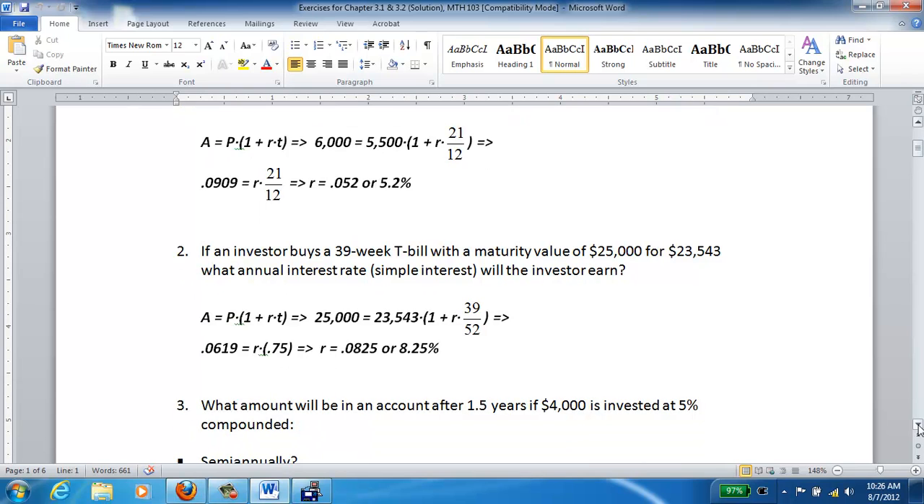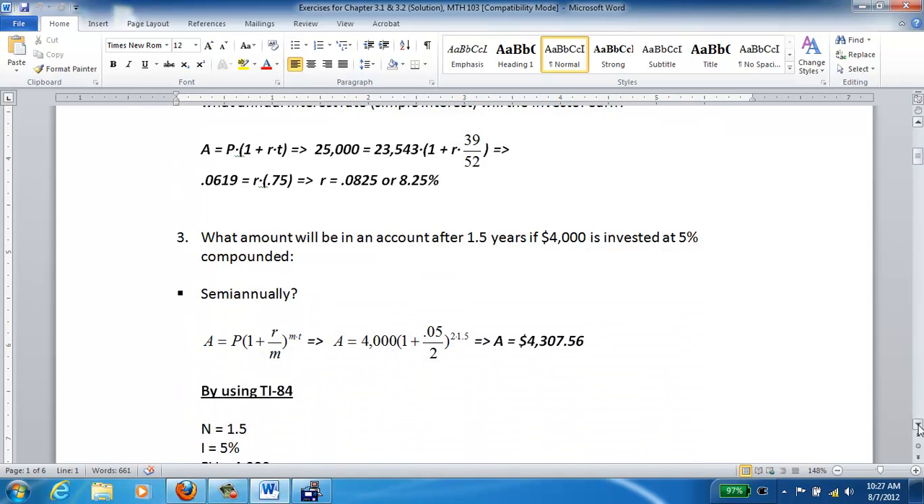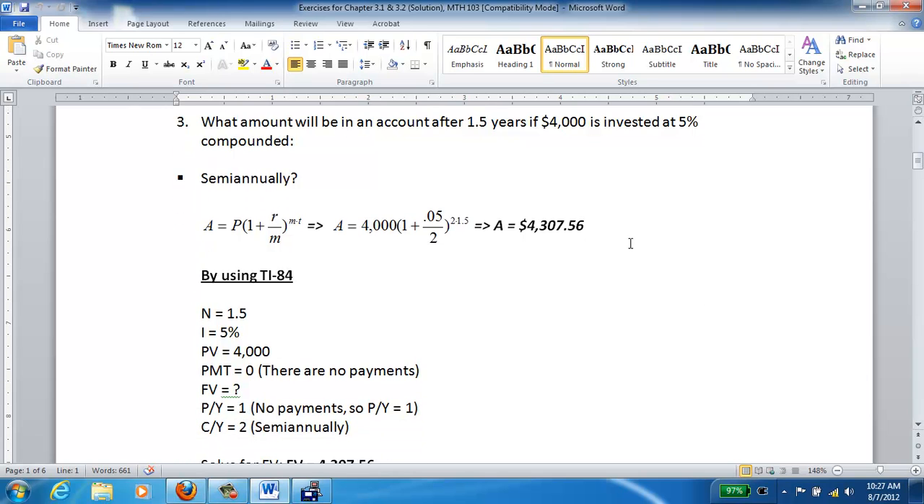Problem number 3. Now we have compounding instead of simple interest. We have compound interest. So we have 4,000. The time is 1.5 years. 5% is the interest rate, then semi-annually. I did this problem by using the formula and the graphing calculator. So by using the formula, the amount is 4,307 and 56 cents.